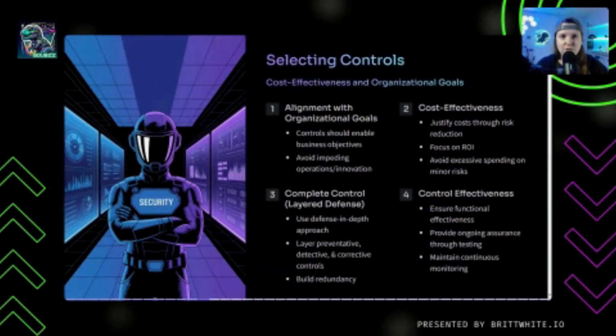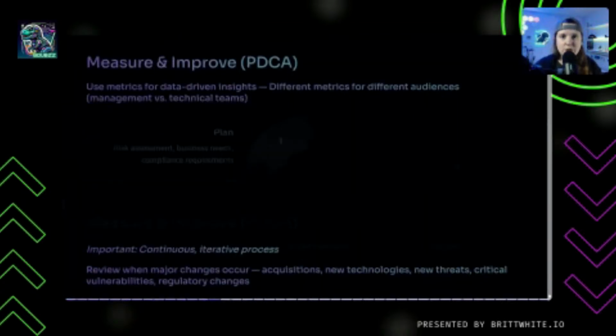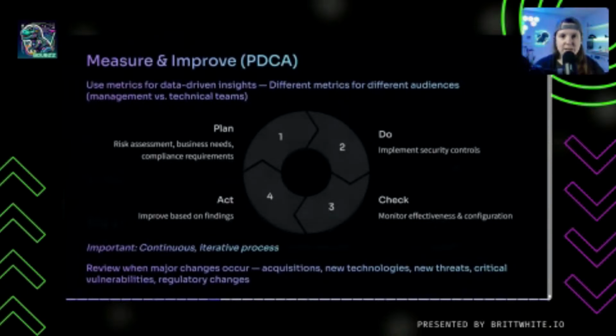To ensure security controls remain effective, we must measure control effectiveness using metrics and embrace continuous improvement through the PDCA cycle. This is the Plan, Do, Check, Act cycle. We can use metrics to provide data-driven insights into control performance, but remember that different audiences will need different metrics. Senior management might want high-level risk reduction trends, while security teams are going to want those detailed technical metrics. The Deming cycle, or PDCA, is the foundation for continuous improvement in risk management and control effectiveness.